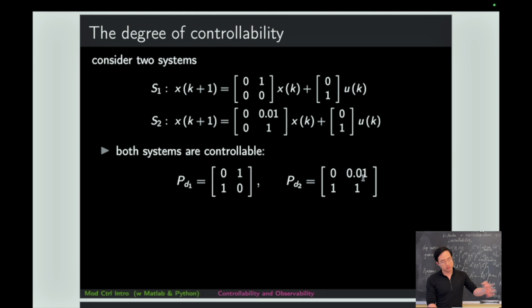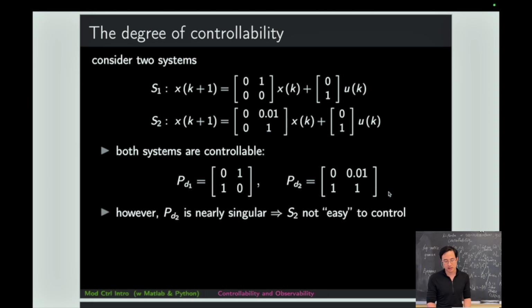But looking at the two rows of PD2, you can see PD2 is almost singular. This is very, very small. The first row is almost 0 and 0, so it's almost losing rank. And S2 is not easy to control in that sense. Because to come up with the control sequences, you remember this PD2 controllability matrix will appear. Its columns must span the n-dimensional state space. But if you have this near singularity, it's not easy to control.